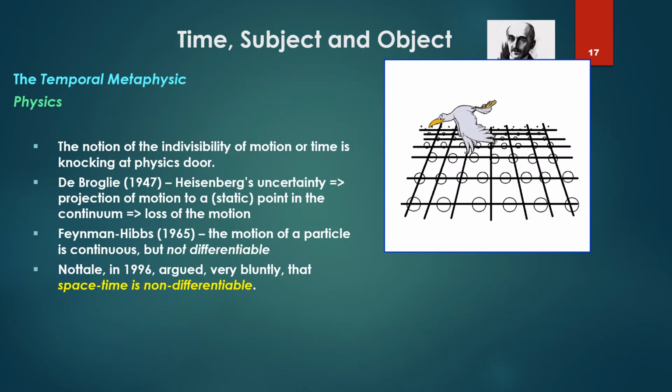In physics, the notion of the indivisibility of motion is knocking at physics' door. De Broglie noted in 1947, discussing Bergson as a matter of fact, that Heisenberg's uncertainty implies the projection of motion to a static point in the continuum, thus loss of the motion. Feynman and Hibbs: the motion of a particle is continuous but non-differentiable. And Nottale in 1996 argued very bluntly that space-time is non-differentiable.